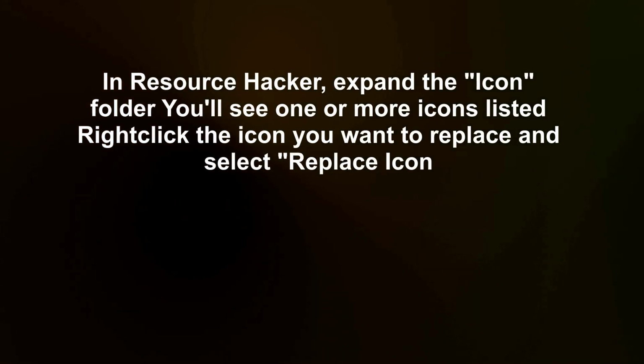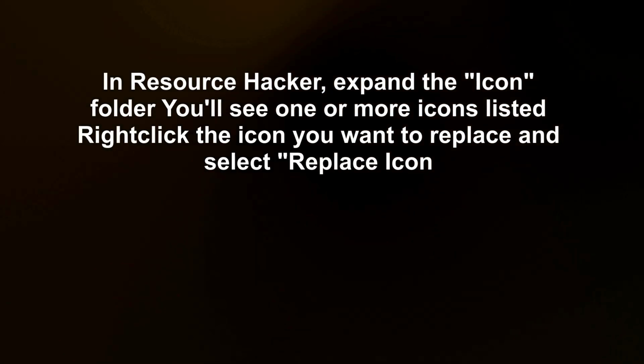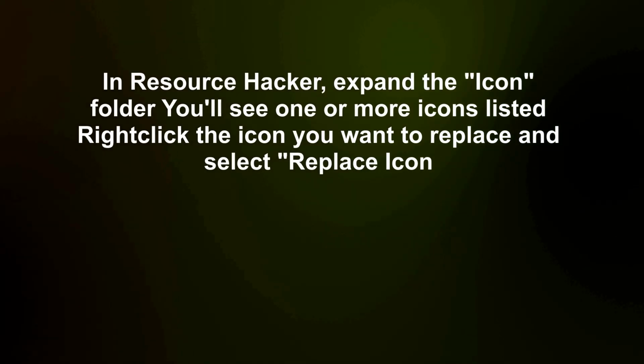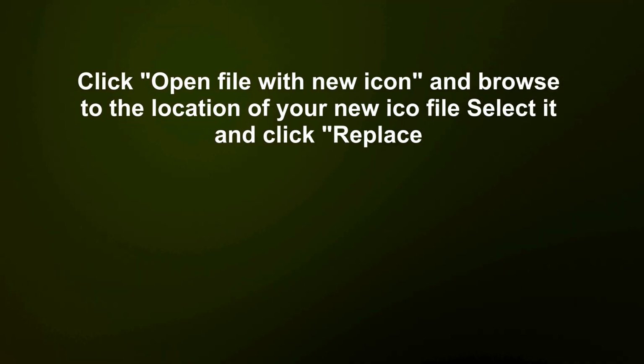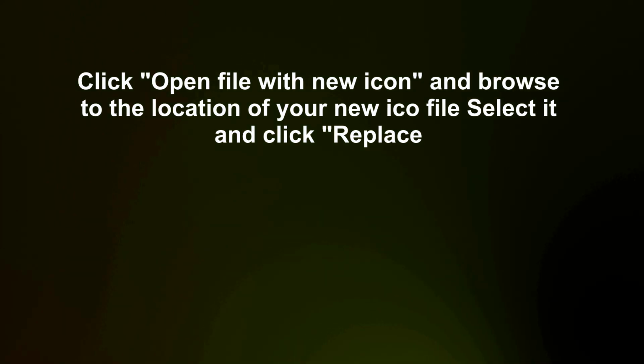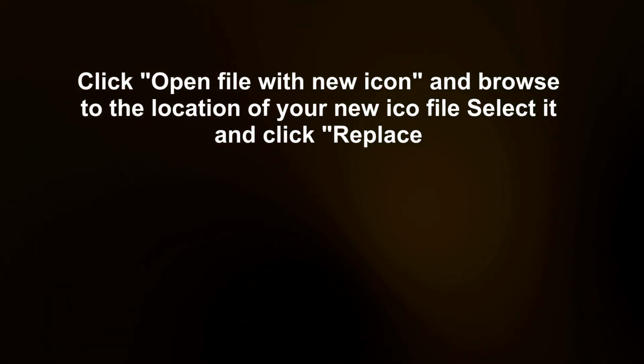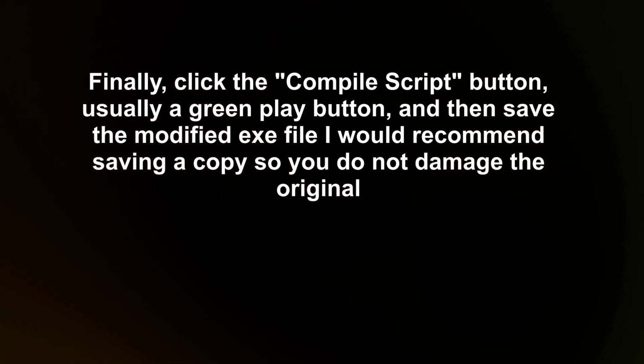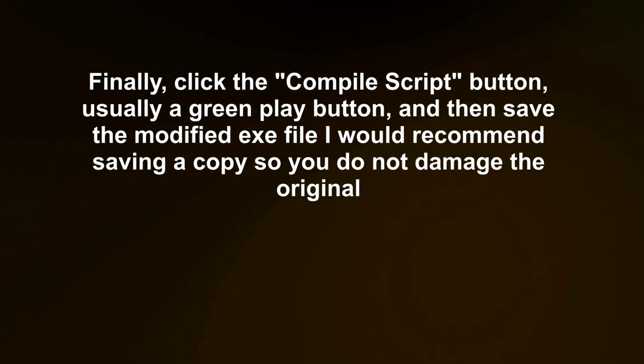In Resource Hacker, expand the icon folder. You'll see one or more icons listed. Right-click the icon you want to replace and select Replace Icon. Click Open File with New Icon and browse to the location of your new file. Select it and click Replace. Finally, click the Compile Script button, usually a green play button, and then save the modified exe file.